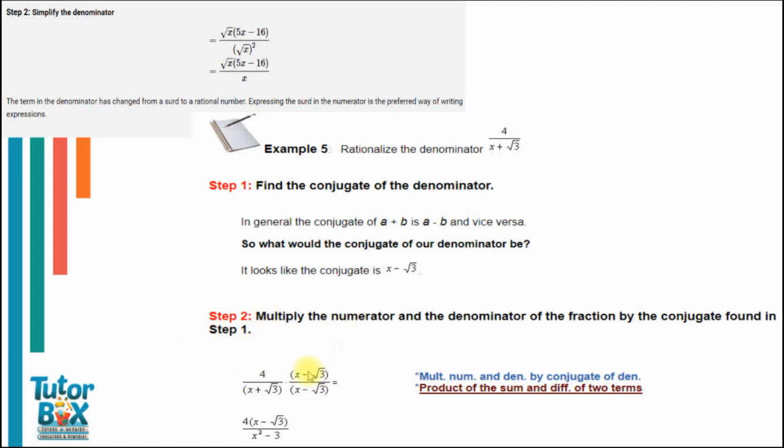Because remember, here we're multiplying by 1. This divided by this is actually 1. Okay, so we have 4 over x plus root 3. You're going to multiply by x minus square root of 3 divided by x minus square root of 3, and then you get your answer to be 4 times x minus square root of 3 over x squared minus 3.